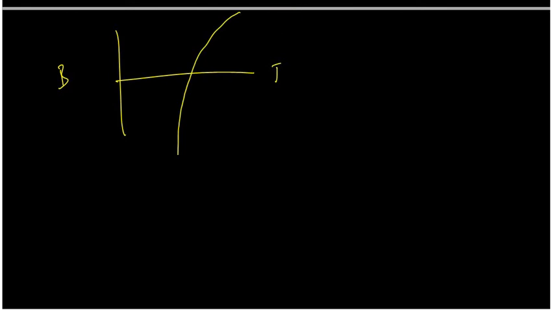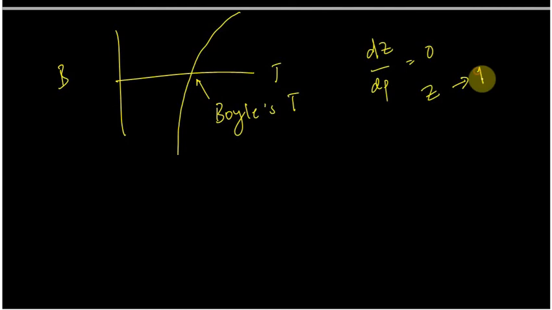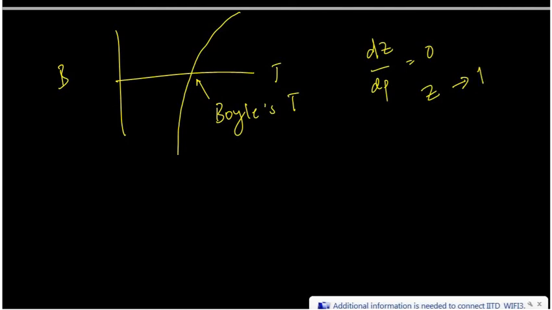Which means your interactions are turning from repulsive to attractive. Okay, and this particular temperature is called the Boyle's temperature. And so if B is equal to 0, essentially dZ by dT is equal to 0, or Z approaches 1. So this is when the intermolecular attractions and repulsions cancel each other, so that it seems as if it's behaving like an ideal gas, but it's not behaving like an ideal gas.